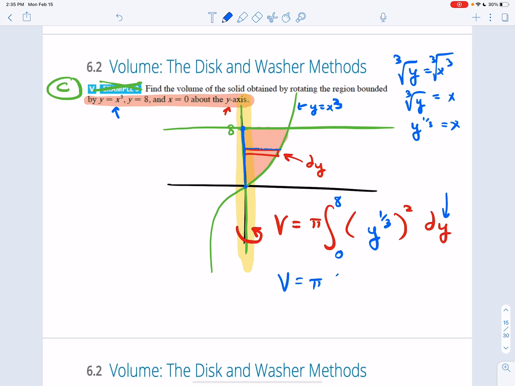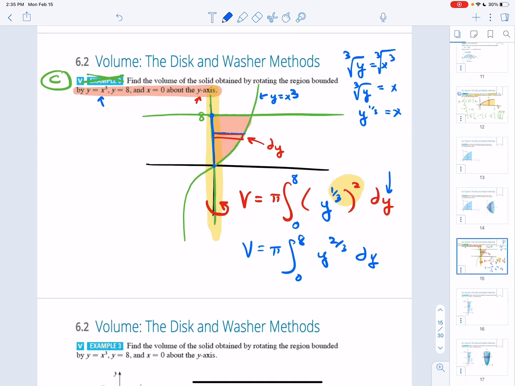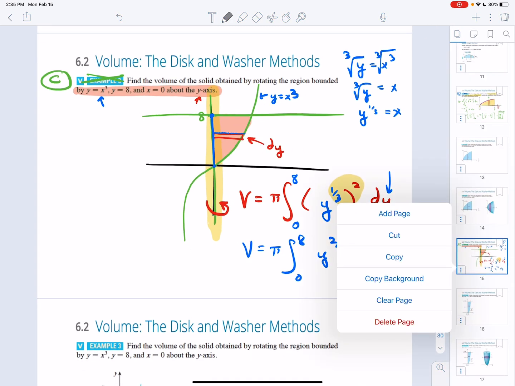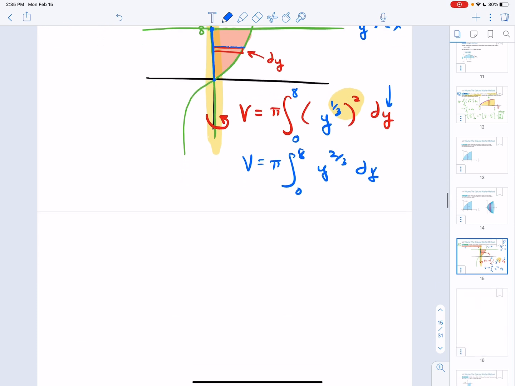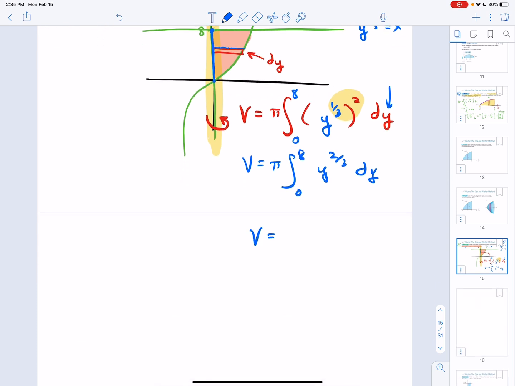V equals pi. So remember, if you have a power of a power right here, you can just multiply them. So that's really just the integral of y to the 2/3 dy from 0 to 8. Let me squeeze in another page here so you can see. So that's really just pi of what, right? Go ahead and pause here and actually try this on your own.